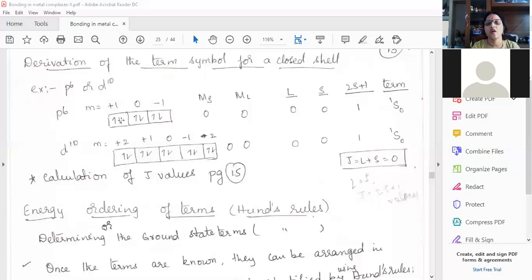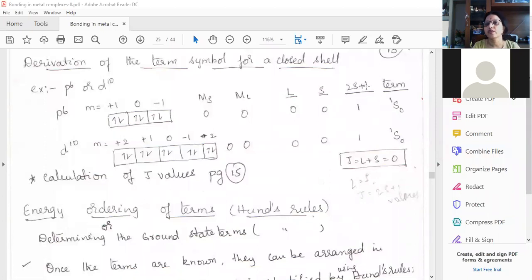Then when all of them are paired up, overall spin will be 0, right? And when everything is paired up like this, the total L value, orbital quantum number, will be again 0, because here I am having 2 plus 1, 1. Each electron is having plus 1, plus 1. So total plus 2. Here I am having minus 1, minus 1. Total minus 2. Here it is 0. So when you add all the values, that is plus 2, 0, minus 2, it becomes 0. So what is it that we are getting? L value is 0, S value is 0.